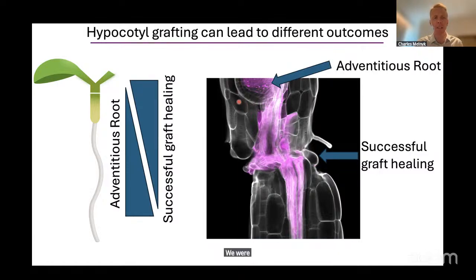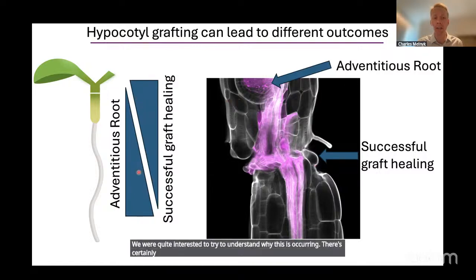We were quite interested to try to understand why this is occurring. There's certainly a competency across the hypocotyl to form these 2 types of tissues, but we wanted to investigate this in more depth.